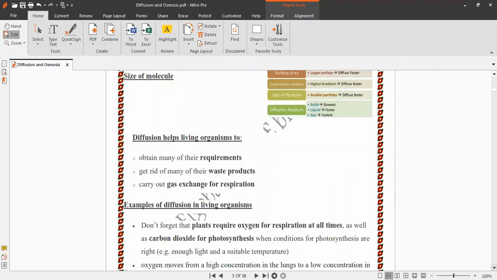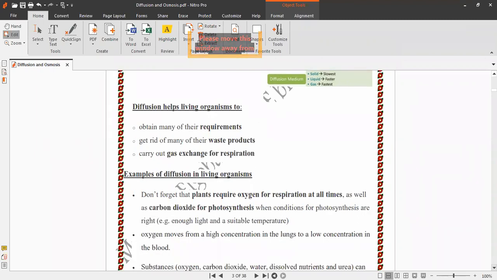How does diffusion help living organisms? Diffusion helps organisms to obtain many of their requirements, like oxygen, like carbon dioxide, like minerals, and get rid of many of their waste products, like urea and carbon dioxide, and also carry out gas exchange for respiration between the lungs and the blood capillary and the blood.